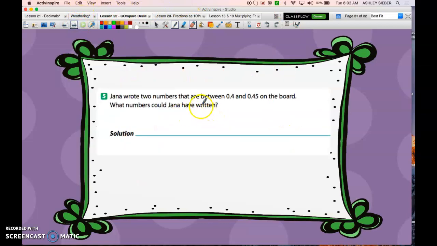Solve this on your own. Come back to check your answer. All right, welcome back, guys.